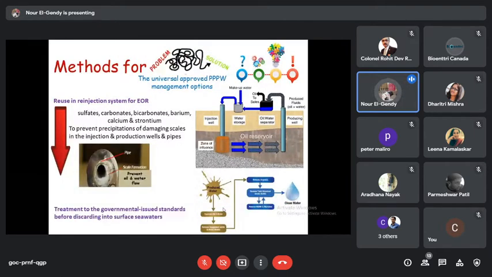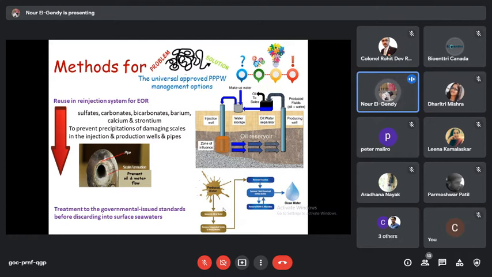The most recommendable method for overcoming the problem of petroleum production produced water is its reuse in the re-injection system for enhanced oil recovery. But you should take care to decrease as much as you can the sulfate, carbonate, bicarbonate, barium, calcium, and strontium content of this water before re-injecting it for enhanced oil recovery. Why? Because these cations and anions lead to the production of what's called scales, and scale formation. If scales occur, it will prevent oil and water flow.